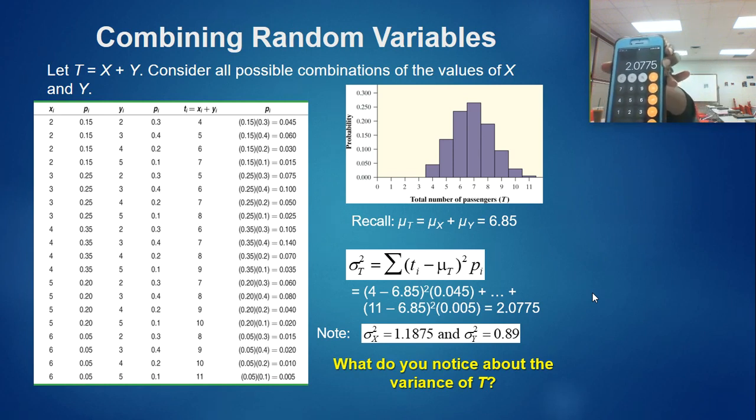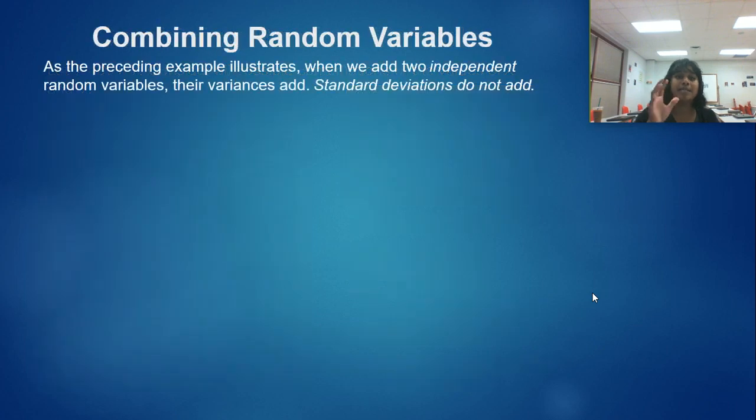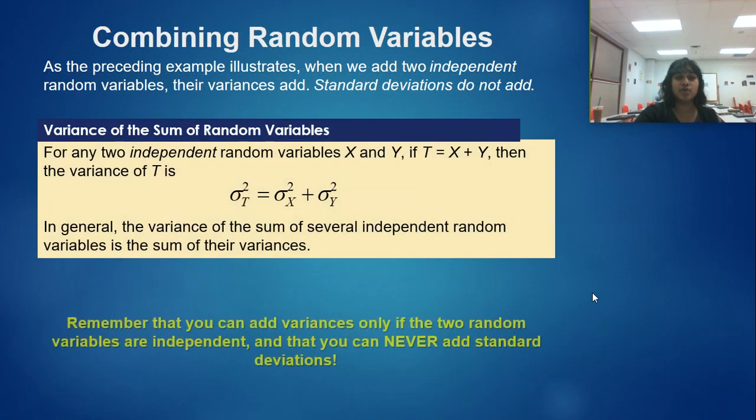1.1875 plus 0.89 got me 2.0775. So yes, if I had just the variance of x and just the variance of y, I could have added those together. So I could have also calculated both of those, or if I was given that information, I could have found the variance of t.